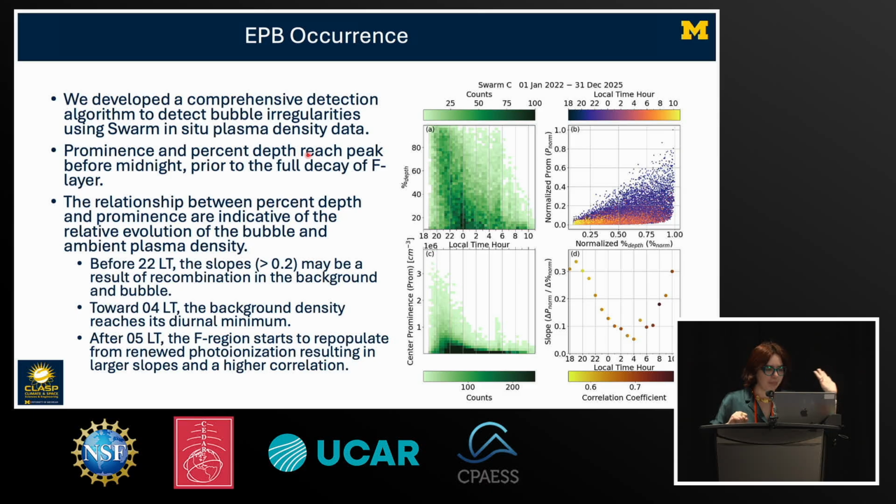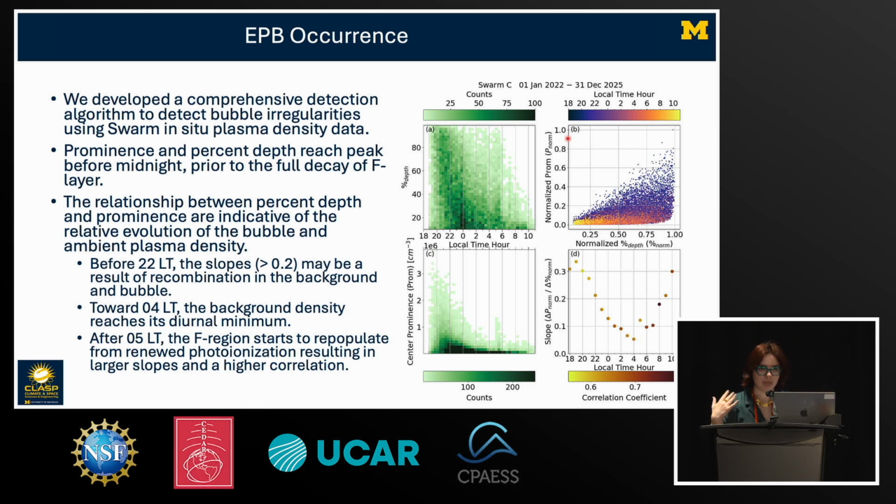So in this image, we have the percent depth, which is the relative depth of the bubble compared to the background. Then we have the prominence, which is the difference between the background density and the bubble density. The prominence and percent depth both reach their peak before the F region fully decays pre-midnight. Then we can look at the relationship between the prominence and the percent depth to give us more information about the evolution of the bubble and the ambient plasma density. If we look at panel B, we can see the normalized prominence and the normalized percent depth, colored by local time hour. So we're able to see a bit of a trend with different local times.